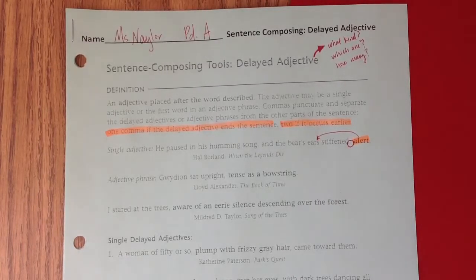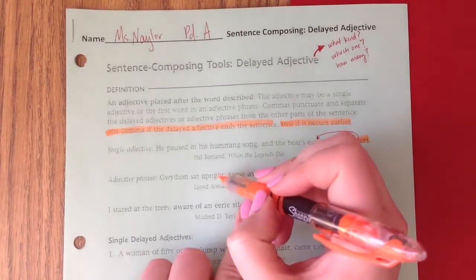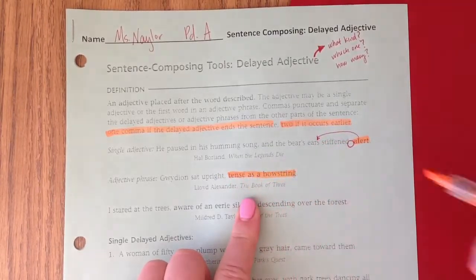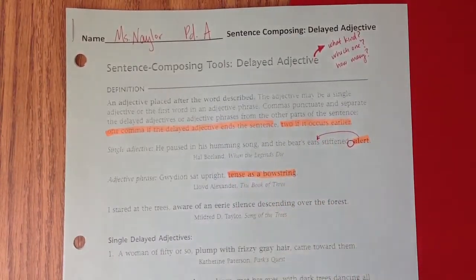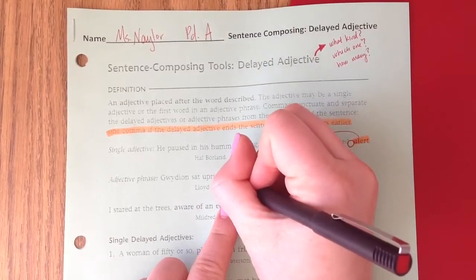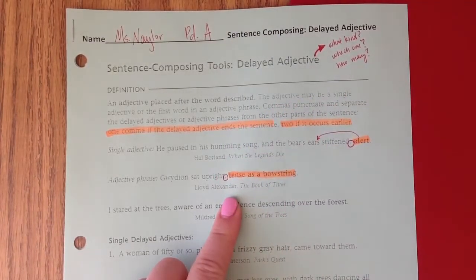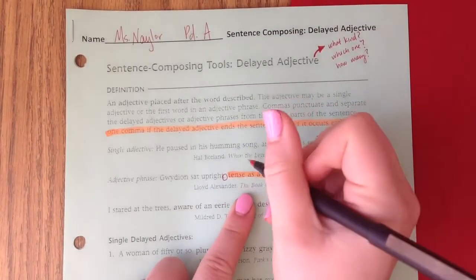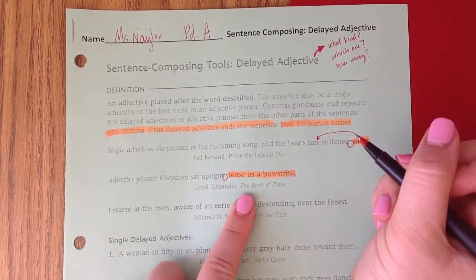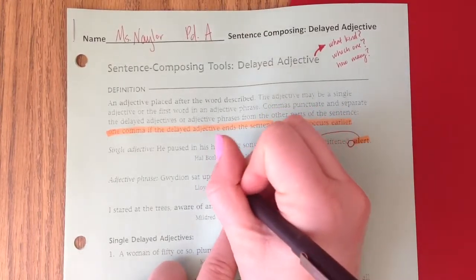And here's one with an adjective phrase at the end of a sentence. Gideon sat upright, tense as a bowstring. So here's my adjective phrase, tense as a bowstring. Because it's at the end of my sentence, it only gets 1 comma. And then I'm going to draw my arrow. Who was tense as a bowstring? Which person? Gideon.